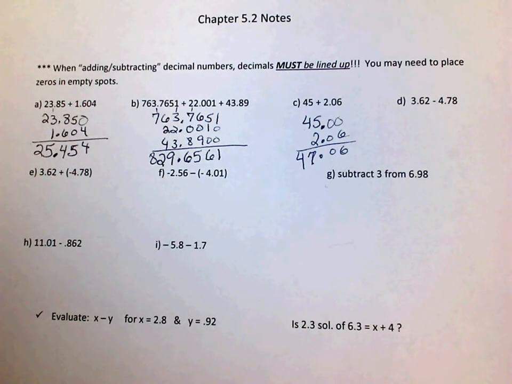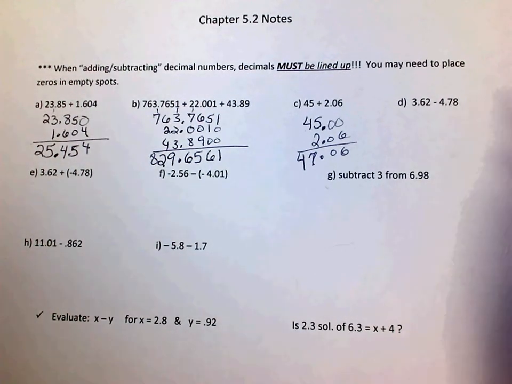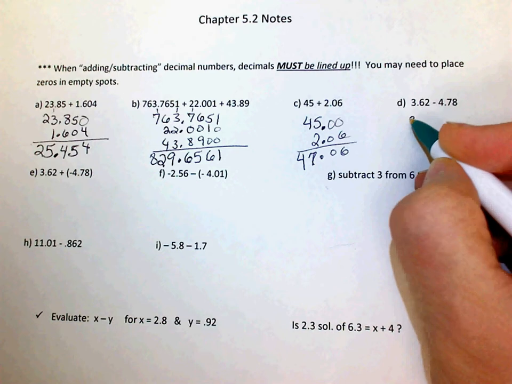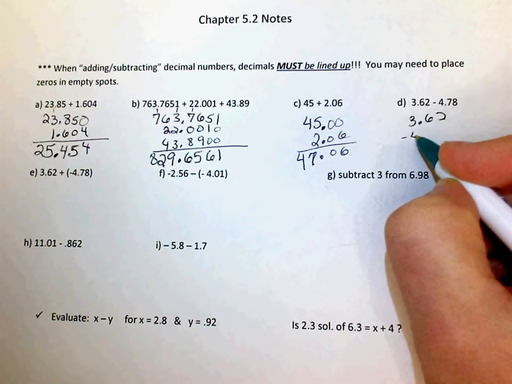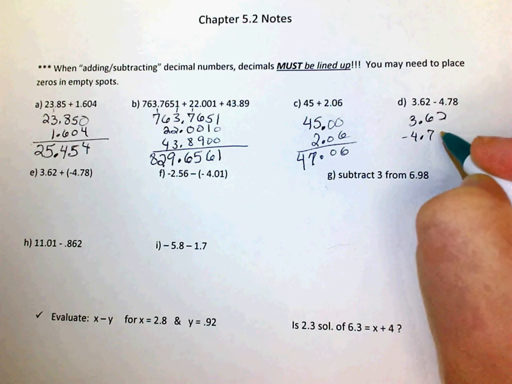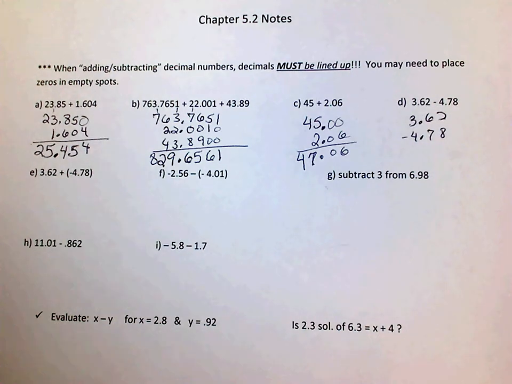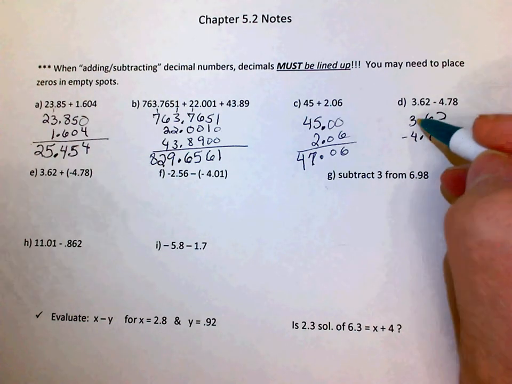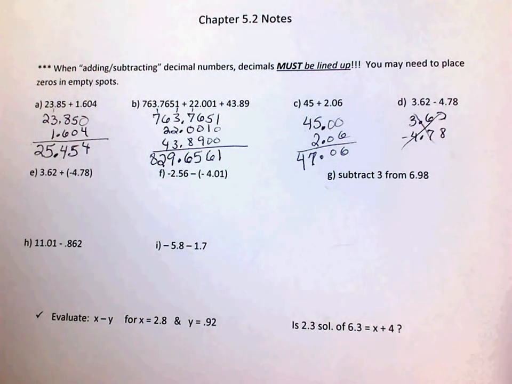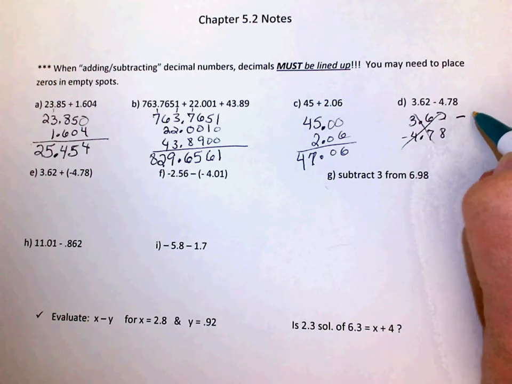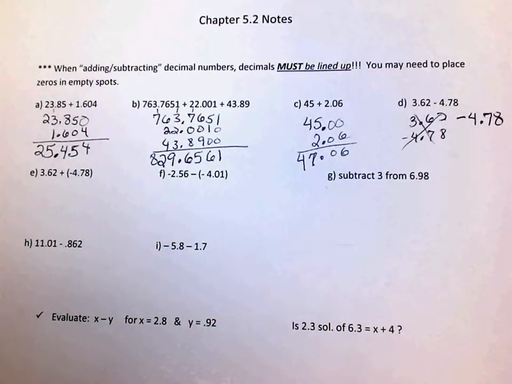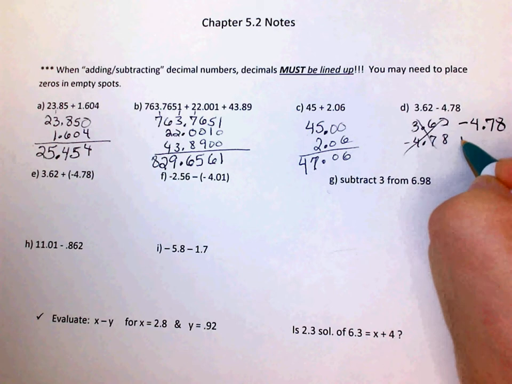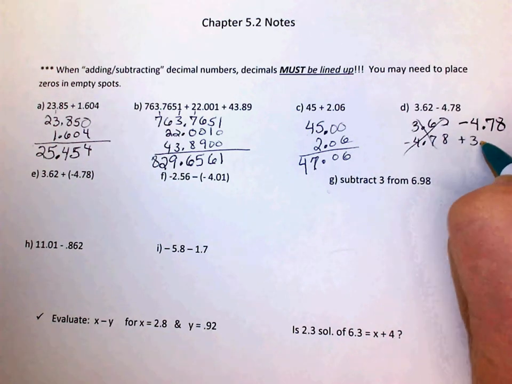Alright? Then, with subtraction, 3.62 minus 4.78. Ooh, that's bad. You don't want to do it that direction. So what we're going to do is take negative 4.78, and then under that we're going to add 3.62.